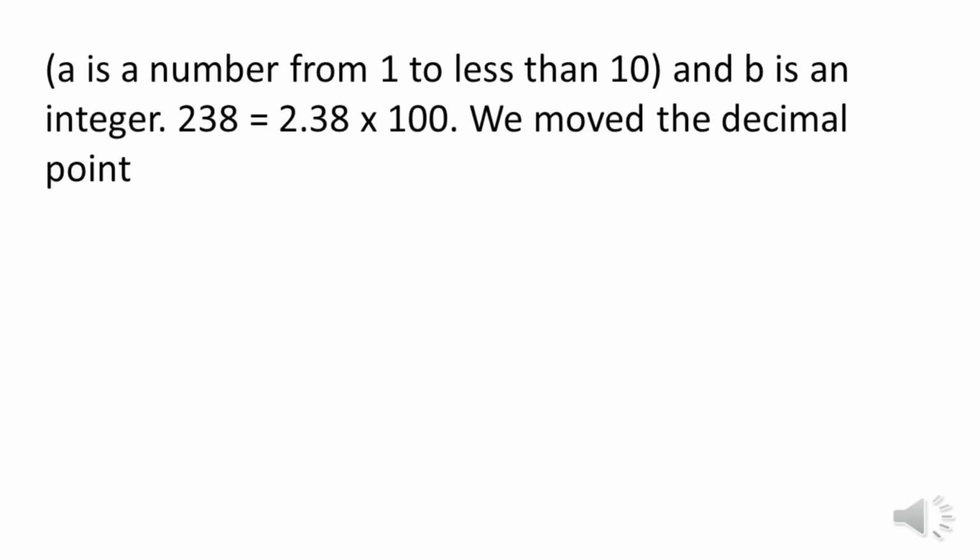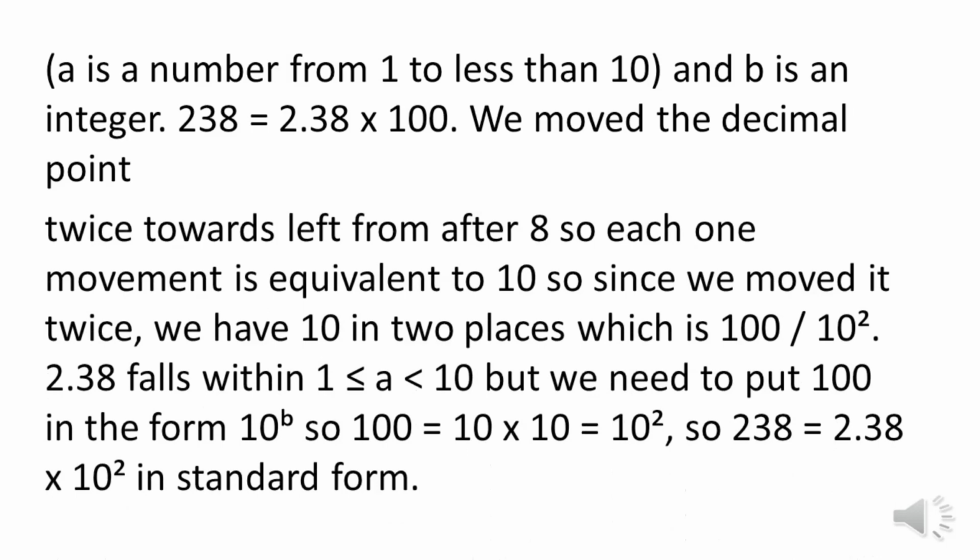238 is equal to 2.38 times 100. We moved the decimal point twice towards the left, from after 8, so each one movement is equivalent to 10. Since we moved it twice, we have 10 in two places, which is 100 or 10 raised to power 2. 2.38 falls within 1 and 10, but we need to put 100 in the form 10 raised to power b, so 100 is equal to 10 times 10 is equal to 10 raised to power 2, so 238 is equal to 2.38 times 10 raised to power 2 instead.